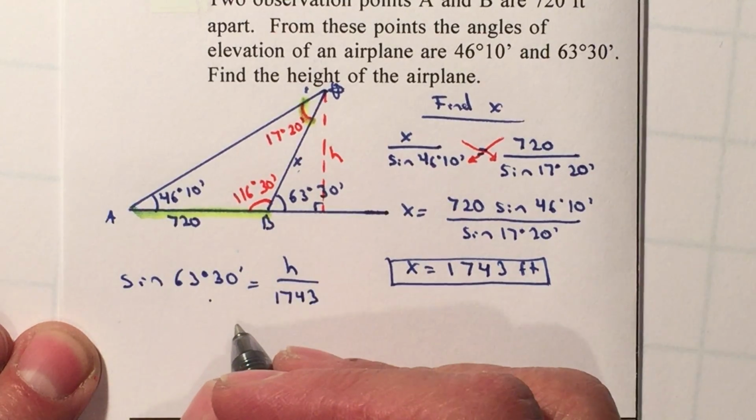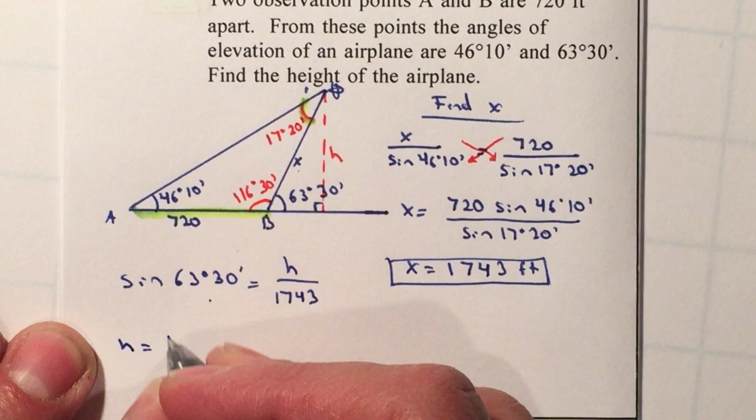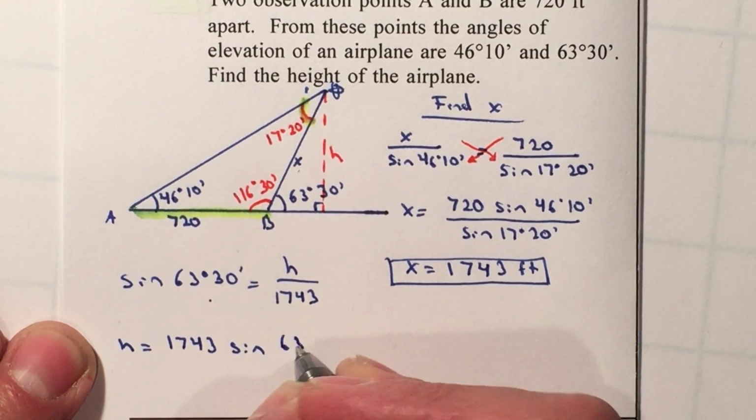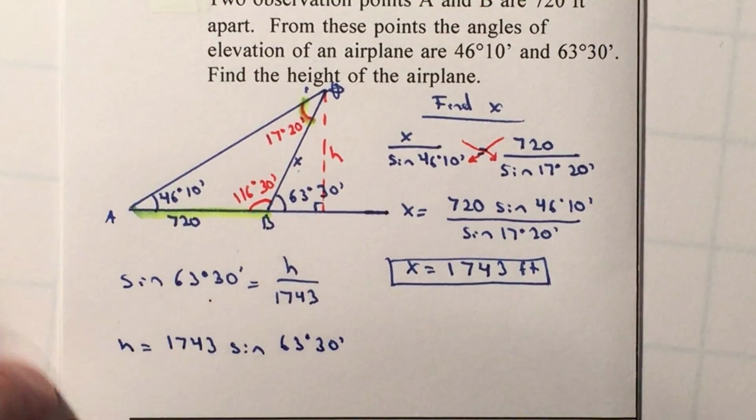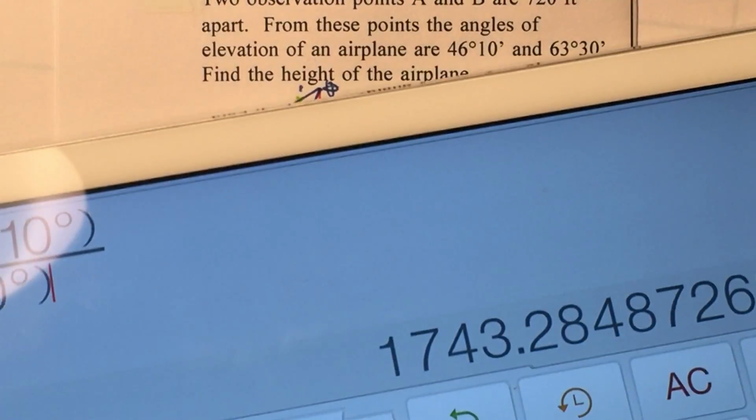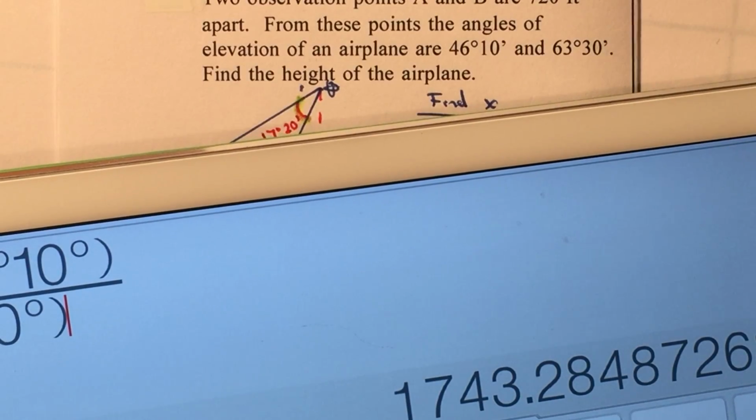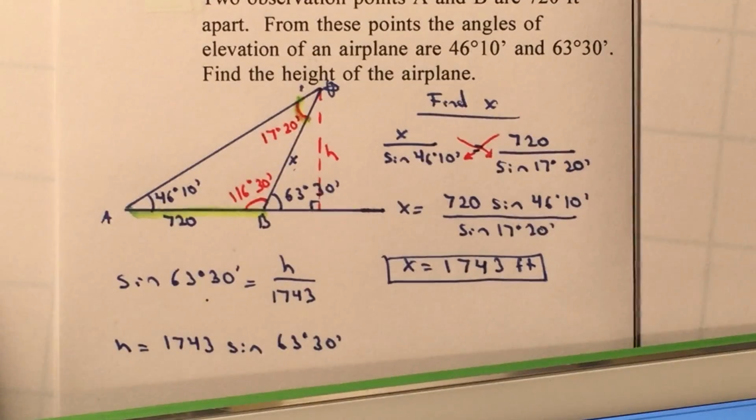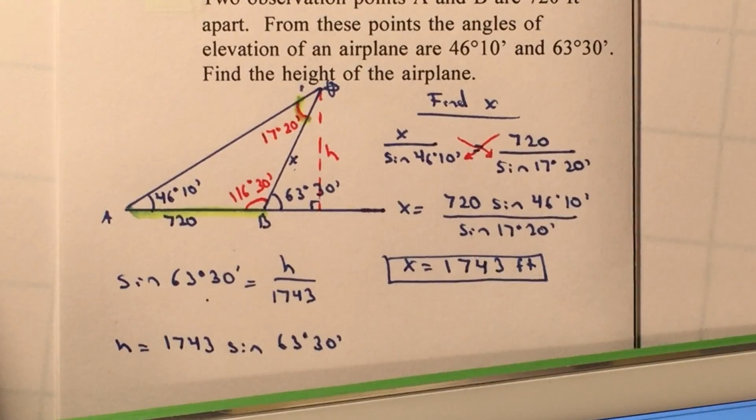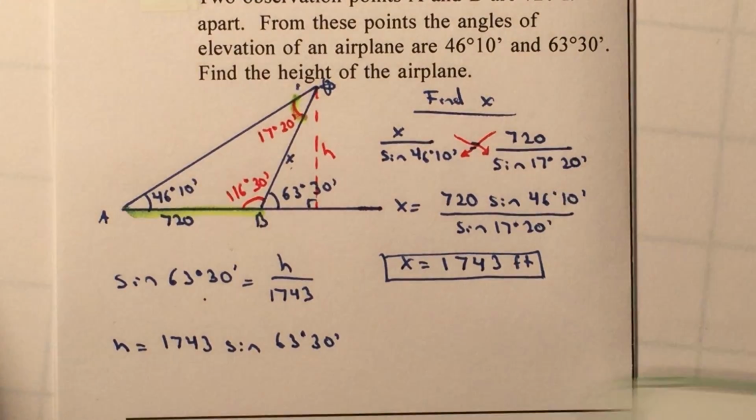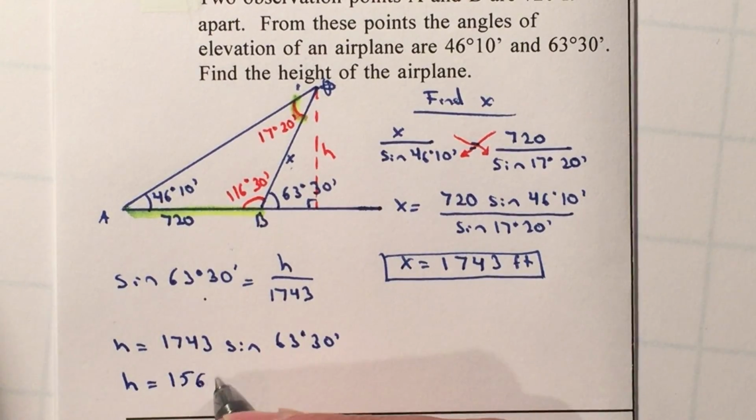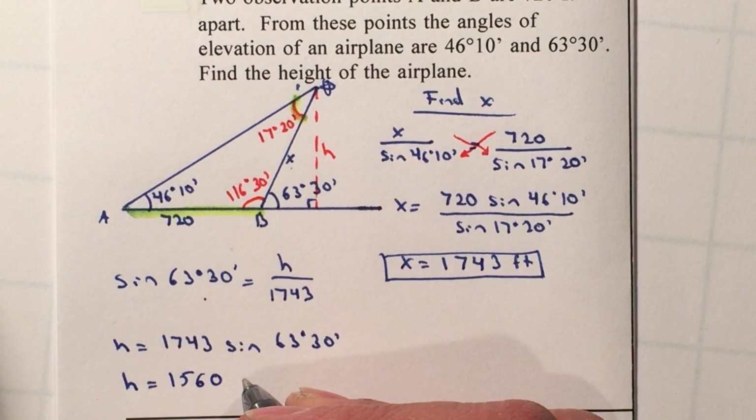And now I'm just going to cross multiply. So therefore, h is equal to 1743 multiplied by the sine of 63 degrees and 30 minutes. Notice that I kept this in my calculator, and I'm just going to multiply my result by the sine of 63 degrees 30 minutes. And that gives me 1560. So the height of the airplane is 1560, and that'll be feet.